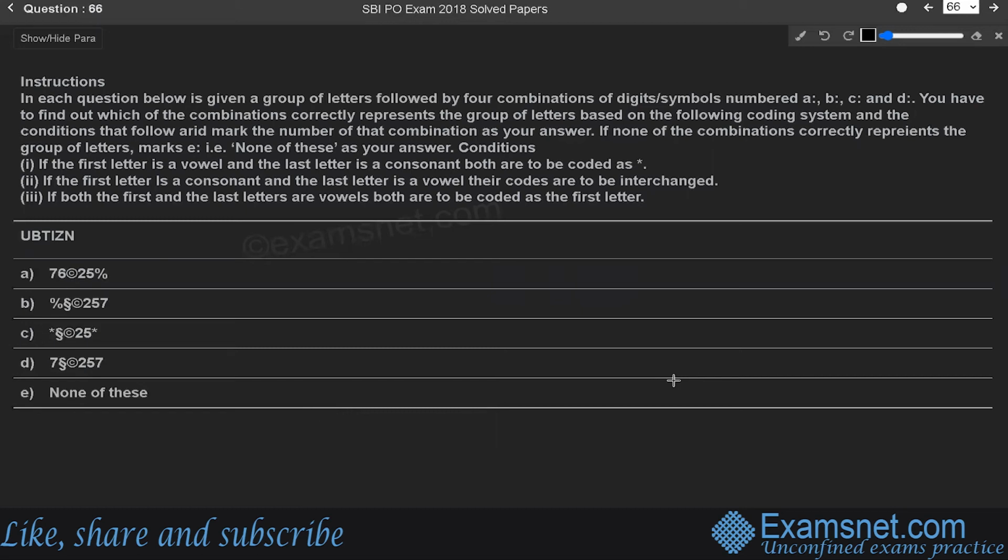Next question also has the same direction. Here the word is UBTIZN. Here the first letter is a vowel, which is U, and the last letter is a consonant. So the first condition follows, which is if the first letter is a vowel and the last letter is a consonant, both are to be coded as star. So it becomes star dollar @25 star. Therefore, the correct option here will be option number C.